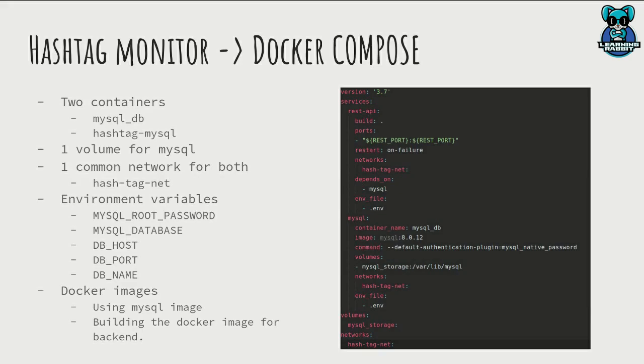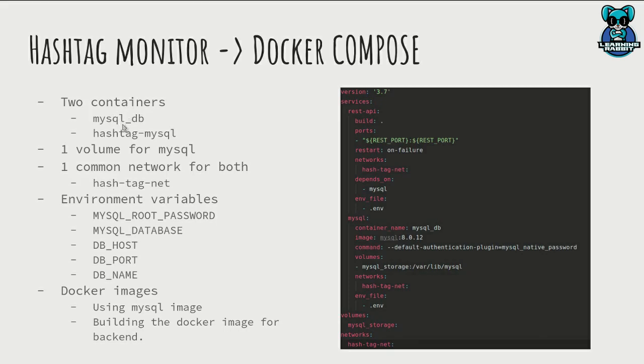So we made a hashtag monitor in a few lectures from now, and we want to create a Docker Compose for that so that we get easy automation using Docker Compose. We get all the things automated like the volumes, environment variables, networks, and even the port forwarding. So let's see how it's going to map out in a Docker Compose file.